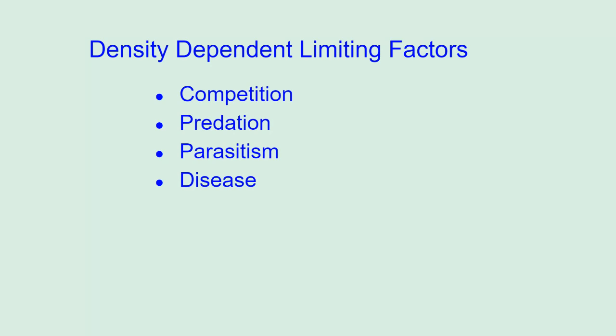If you have more organisms in an area, it is more likely that they will have to compete, that they could get hunted, that they could be affected by parasites, or that they could get disease. And since it depends on the number of organisms in an area, it is density dependent.